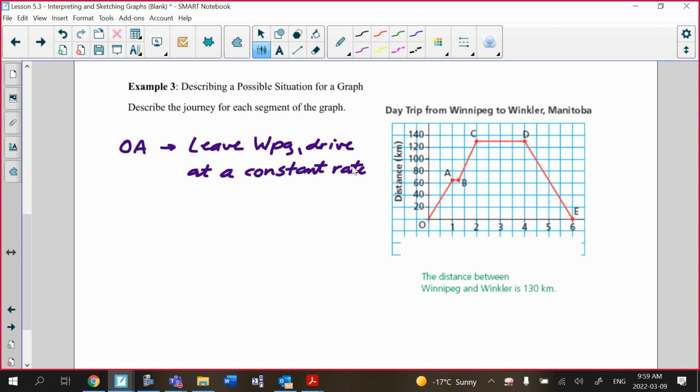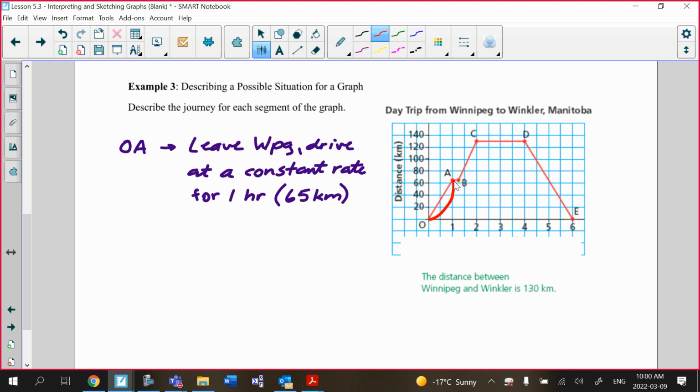And how long did we end up actually driving? Well, it looks like 65 kilometers. No, you don't really have to put that. Why did I say constant rate? Why did I add that phrase in? What if from O to A, it looked like that? Could I say constant rate? No, you can't. Constant rate means it's a straight segment.